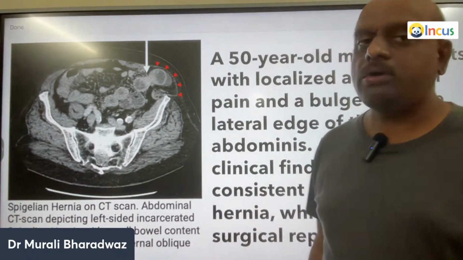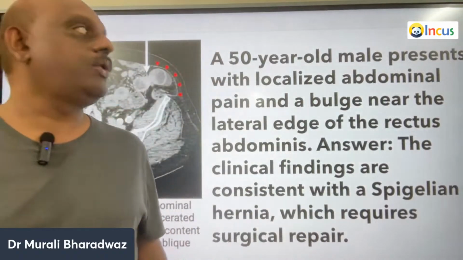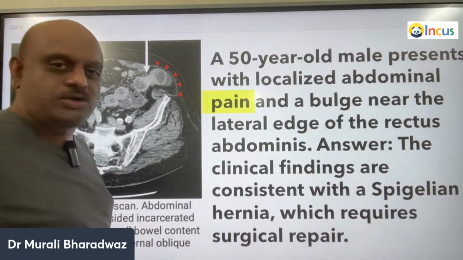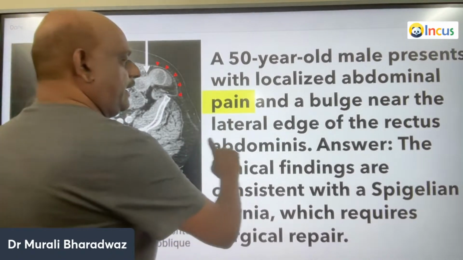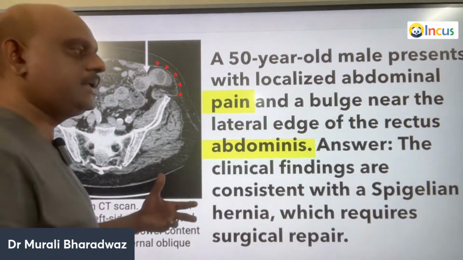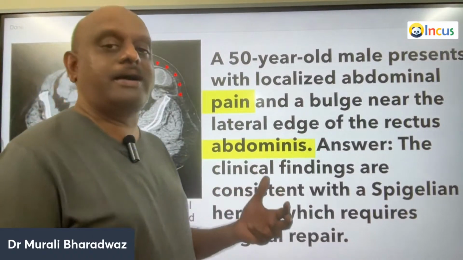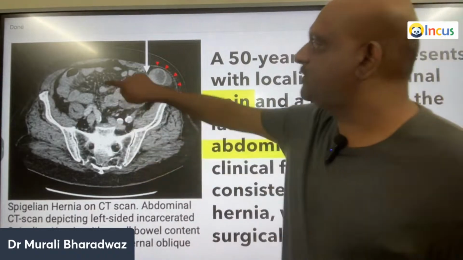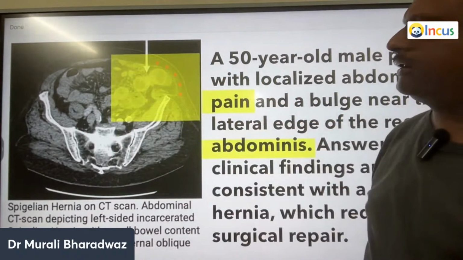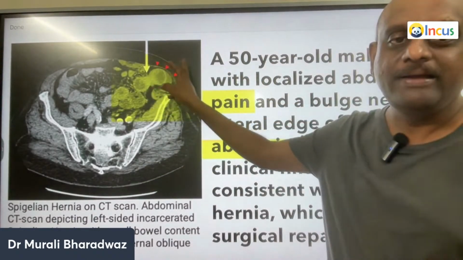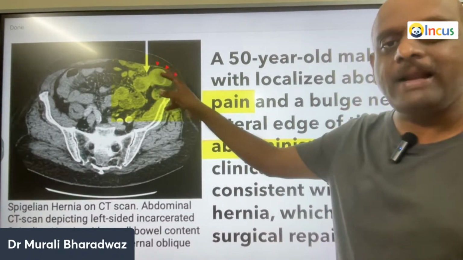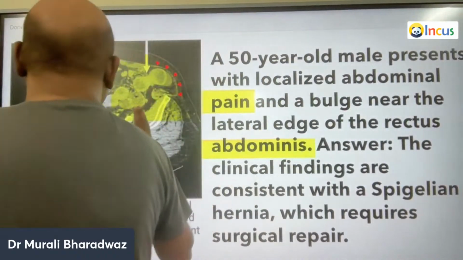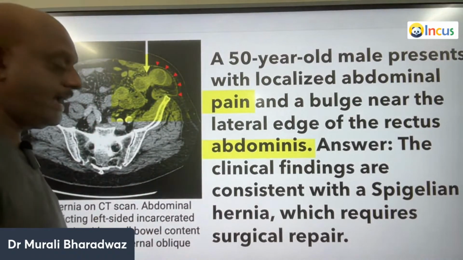Now, a 50-year-old presents with localized abdominal pain. There's a bulge along the lateral edge of the rectus abdominis. So what is this? This is classically a Spigelian hernia, which requires surgical repair. If you do imaging, you can see the Spigelian hernia projecting along the lateral part of the rectus abdominis. This is how you identify it when you do the CT scan.